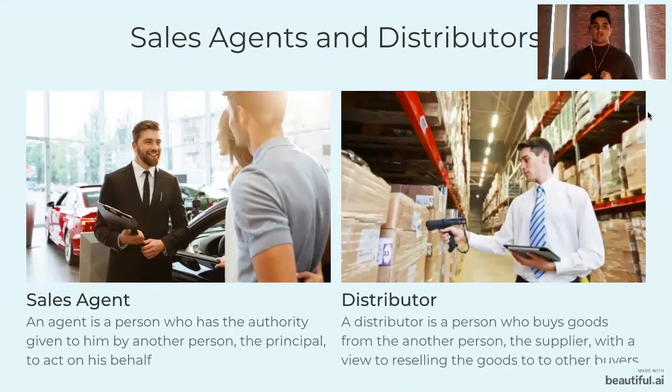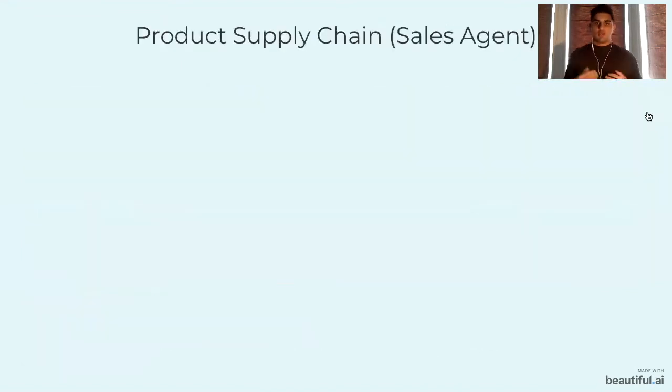So I'll take possession of the goods. I'm no longer under his authority, right? I can pretty much do what I want. I can sell them how I want. And in the product supply chain for a sales agent, remember last time we looked at manufacturer, supplier as Alex, we've got a retailer, and we've got the consumer as well. There's an extra dimension now.